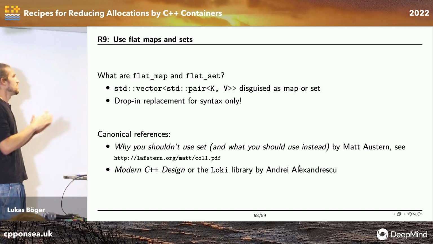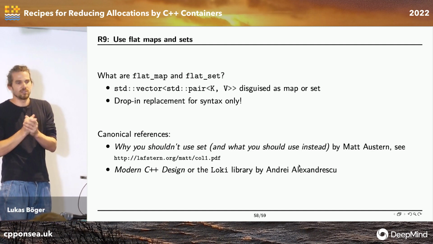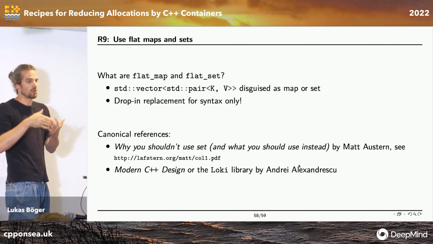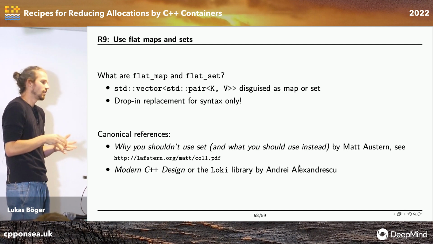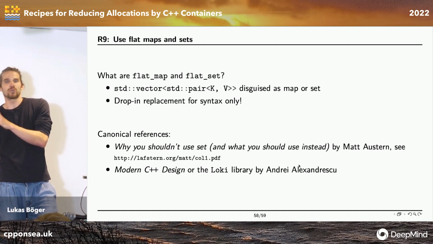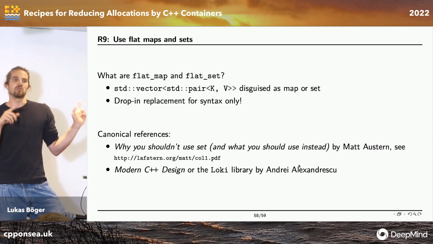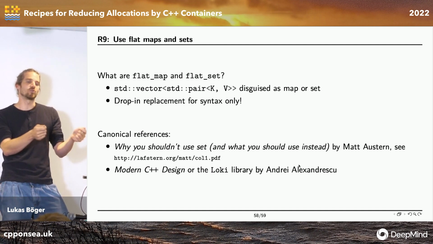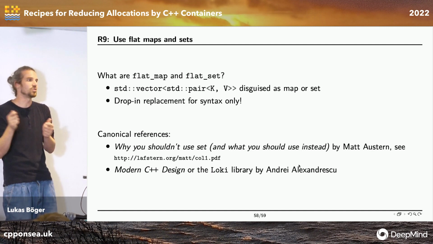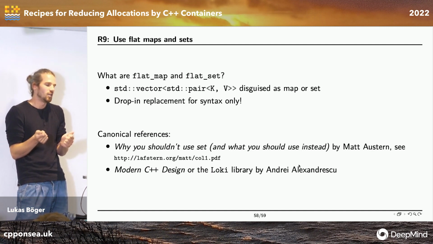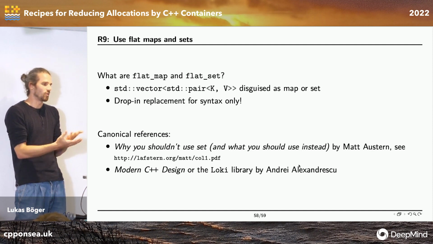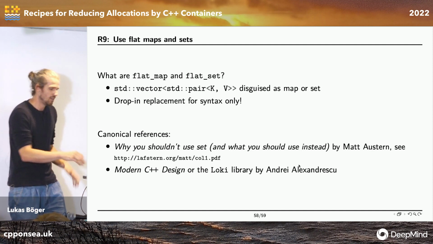Okay, that leads to the next recipe, flat map and flat set. They are syntactic drop-in replacements for their standard counterparts, but really they work like a vector. And what's nice about those is that all the tricks that we have seen so far can be applied to them. We can use scope promotion, like to pull it out of a loop. We can use reserve to pre-allocate space. We can make it a data member. This kind of stuff works with flat map and flat set, okay?